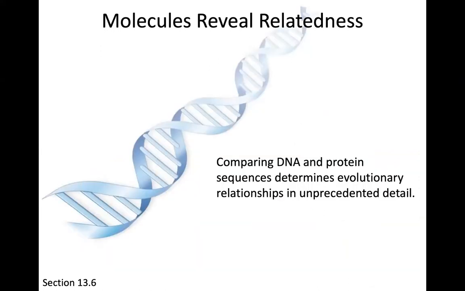Comparing DNA and protein sequences determines evolutionary relationships in unprecedented detail. Since the discovery of DNA, and since the ability to sequence DNA and subsequently protein sequences, we have been able to take pretty much all species of life that we have characterized and do DNA analysis on them. And we can see and track the evolutionary changes within the DNA.